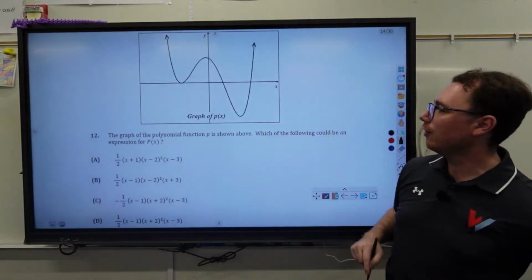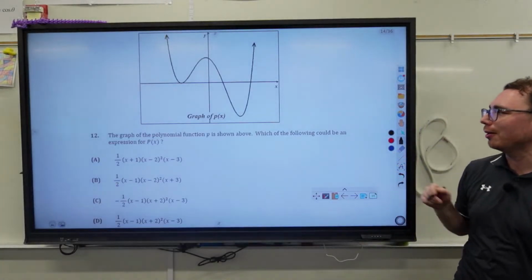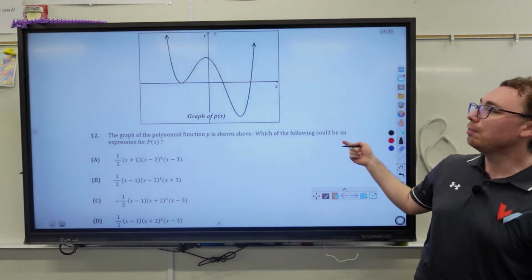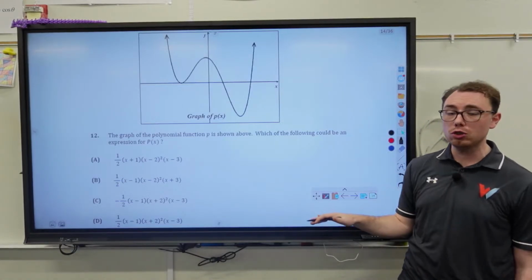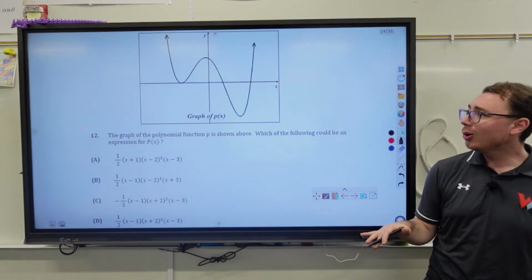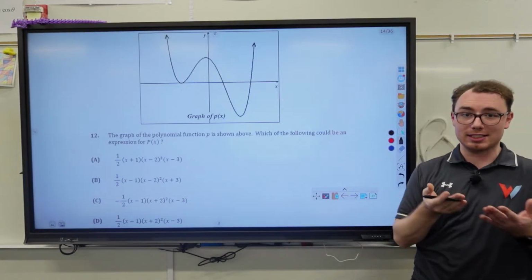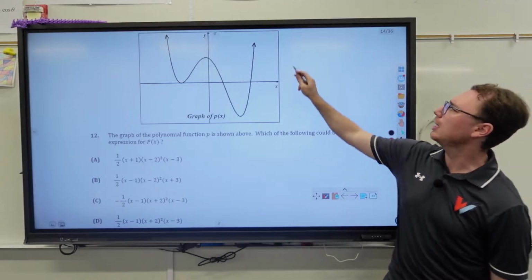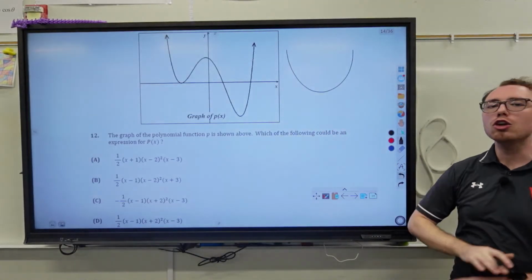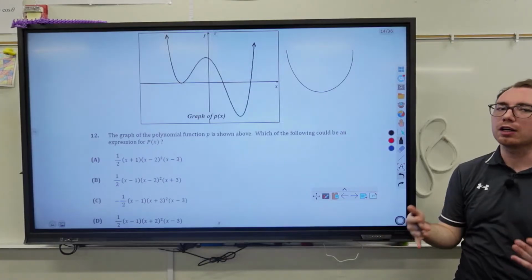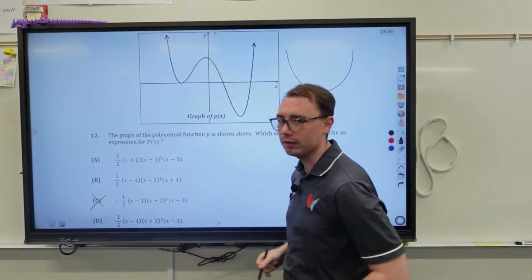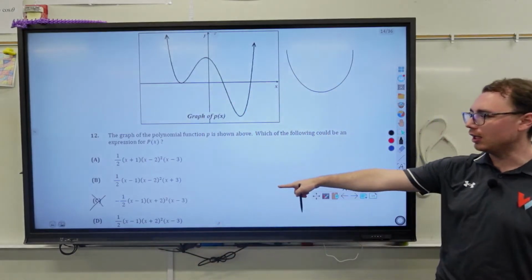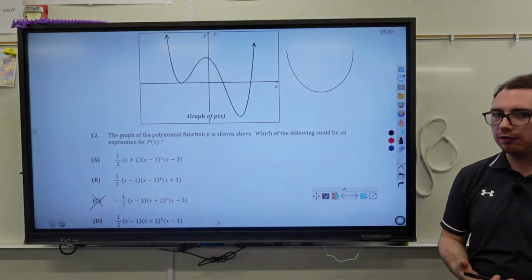For this problem here, we're taking a look at 12. The graph of this polynomial function p is shown above. Which of the following could be an expression for p? So for this here, we want to try and get rid of two questions right off the bat. We know that since this graph here is a smiley face of some kind, meaning that it's concave up, we know we're not going to have a negative in front of our amplitude. So we can get rid of this c right off the bat. We know that c is going to be incorrect because it has that negative number at the very beginning.